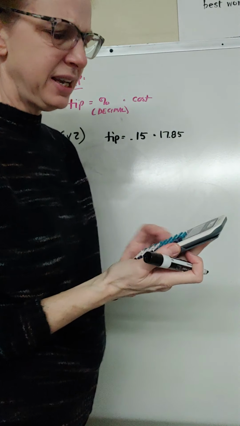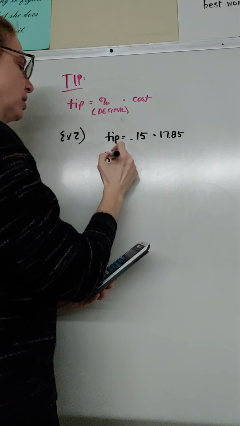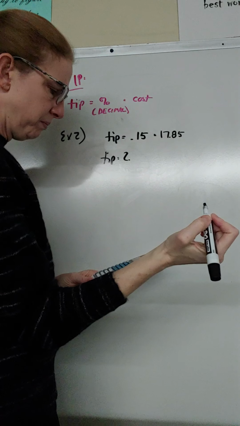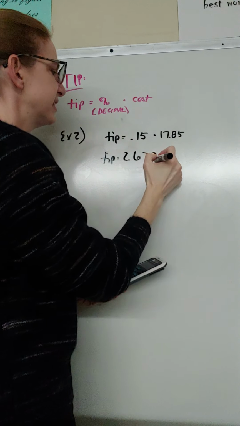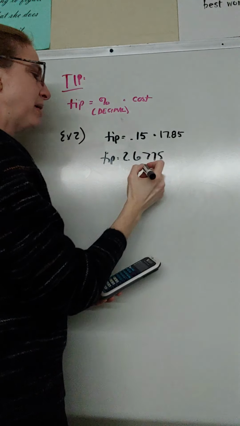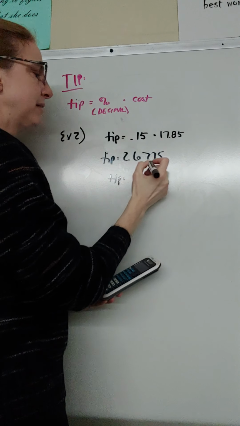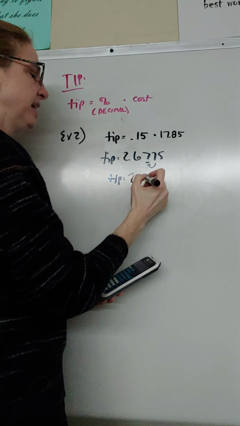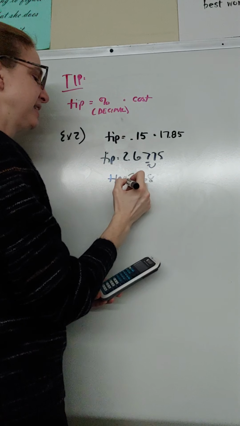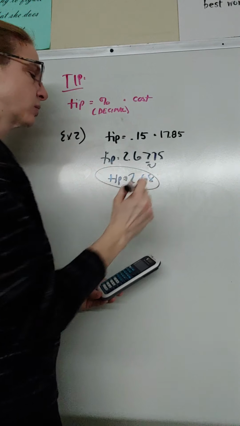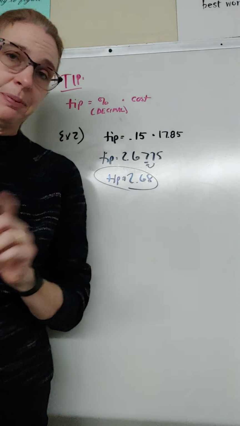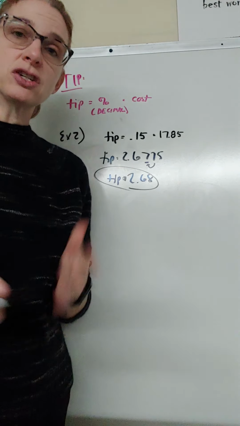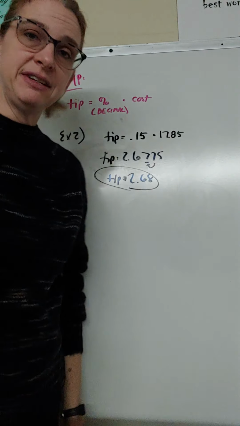And that's going to be 2.6775 is what my calculator says. Remember, this is money. I can only have 2 decimal places. So here's my second place. Here's my 7 next to it. Is that big enough to round up? Yes, it is. Here's my tip. And this question specifically said to find the tip, not the total cost. So if it said the total cost, I would add that tip to the $17.85.